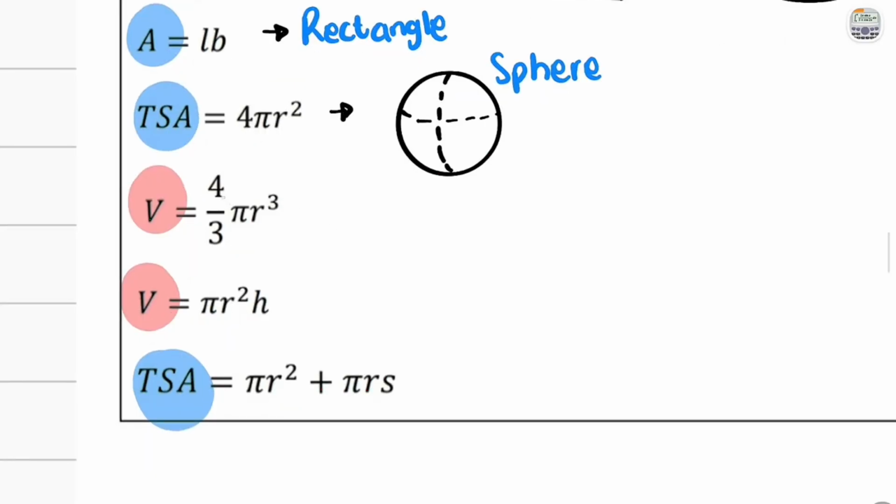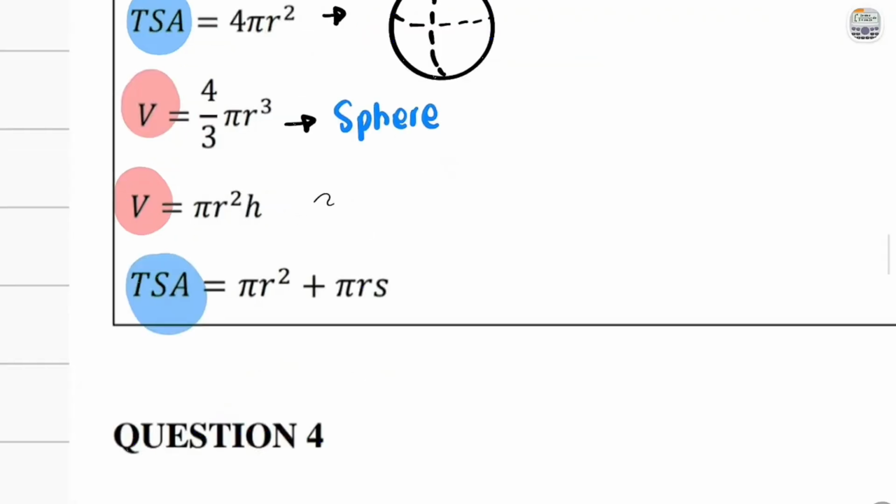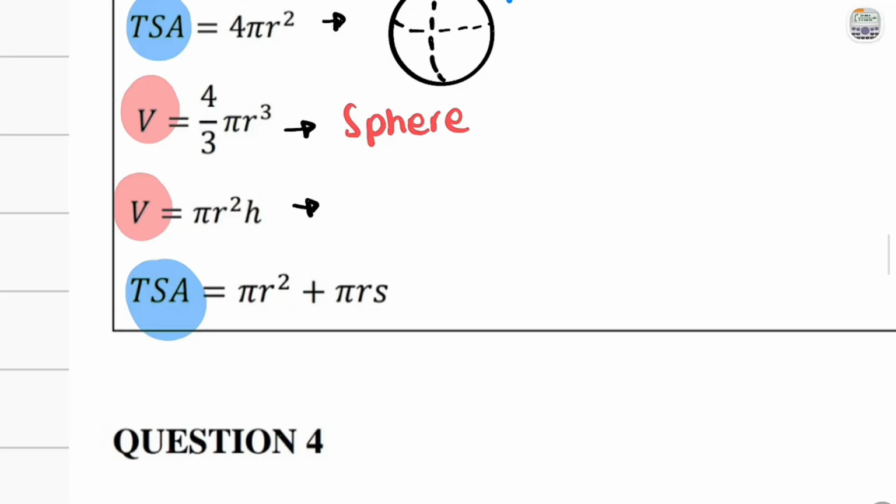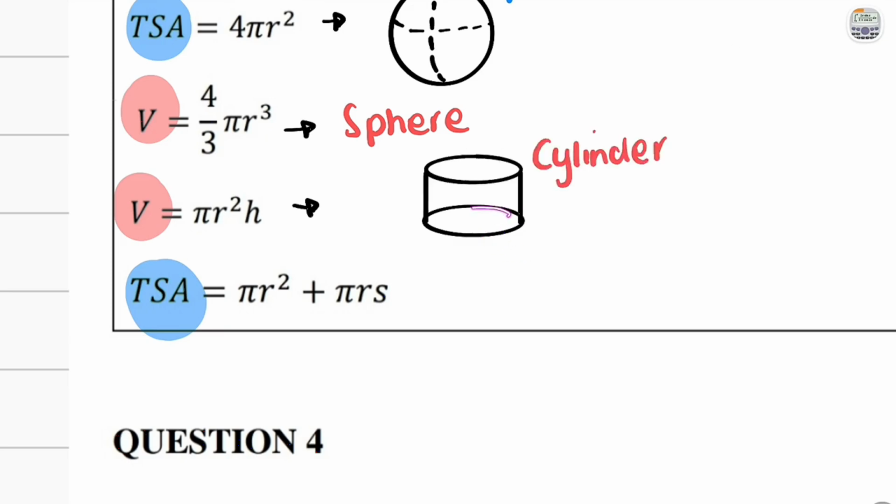And then the next one, we have 4 over 3 pi r cubed. So this is the volume of a sphere. Then the next one, let's see what we have. We have pi r squared times the height. That's the area of a 2D base, and then times the height. We know that pi r squared is the area of a circle, so this is clearly the volume of a cylinder. As you can see, that would be the area of the base, pi r squared, which is a circle, and then times the height. And so you get the full capacity.